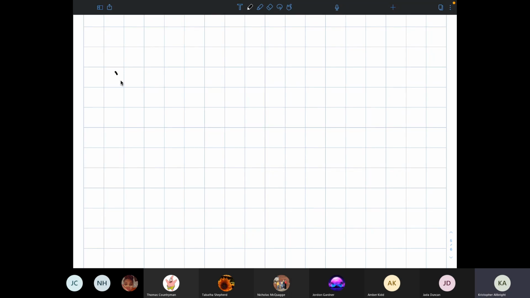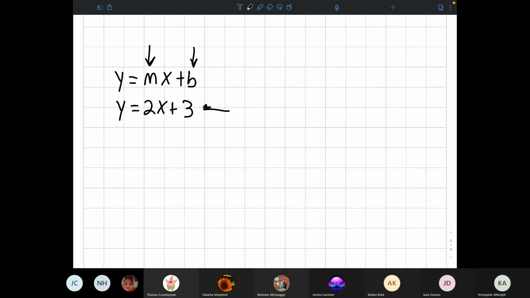So our slope-intercept form is y equals mx plus b. And that is usually going to look like this. M and B are going to be numbers. M is your slope, and B is your intercept. So we used this a minute ago. For this right here, your slope is going to be 2, and your y-intercept is going to be 3.